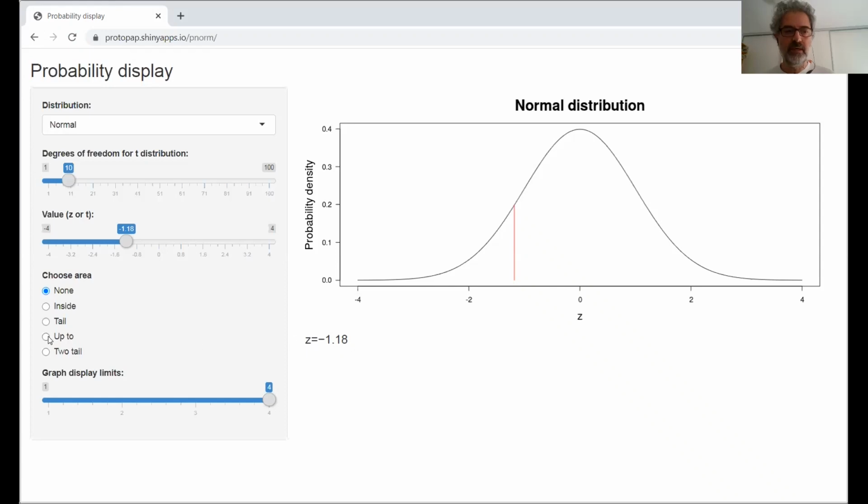And if we click up to, we see that 1.18 standard deviations below the mean is associated with a probability of about 12%. So this means that our child is at the 12th percentile. This means that 88% of children score higher, and 12% of children score at 47 or below.